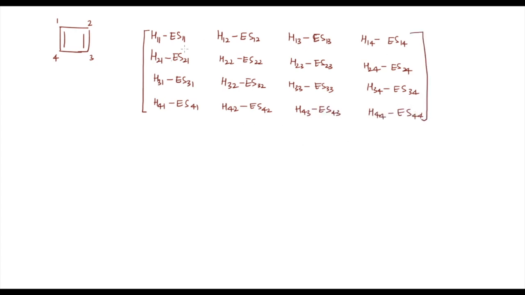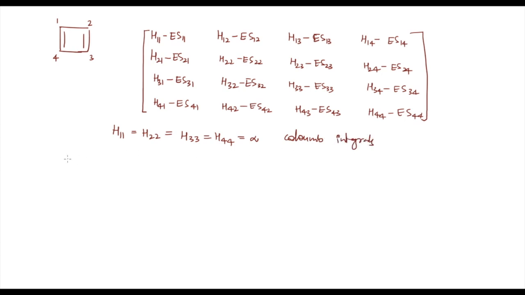Alright, so this is going to be the determinant which you are going to form. Now, once you have done with this, there are a few values which you already know. H11 will be equal to H22, equal to H33, equal to H44, and these are going to be equal to alpha. These are called the Coulomb integrals, right? So these are Coulomb integrals.